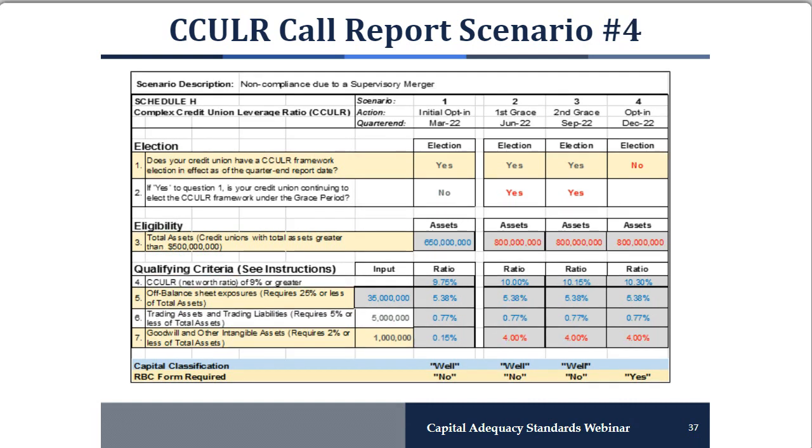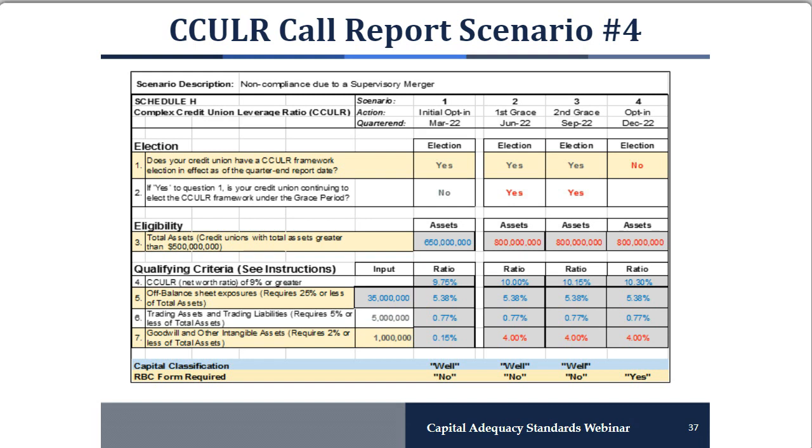Scenario 4 reflects the credit union meeting all eligibility requirements for CULR at their initial opt-in for March 31st, 2022. However, the credit union took on a supervisory merger in the second quarter of 2022. While net worth remained above 9%, the credit union does not meet all criteria due to the resulting goodwill from the merger. For June 30th, 2022 and September 30th, 2022, the credit union can continue to opt into the CULR framework, but must also select yes in question 2, indicating they are opting in under the grace period.